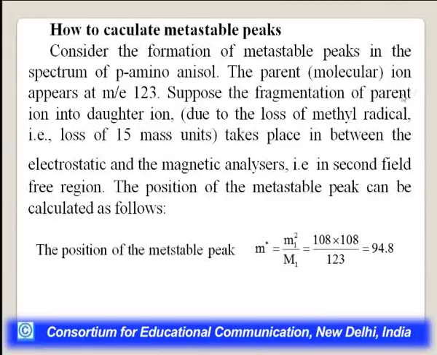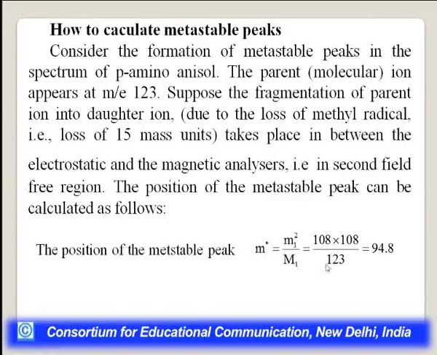The parent molecular ion appears at 123. Suppose the fragmentation of the parent ion into the daughter ion is due to the loss of a methyl radical, loss of 15 mass. The methyl radical CH3 loss takes place in between the electrostatic and the magnetic analyzer, that is, in the second field free region. The position of the metastable peak can be calculated as follows.